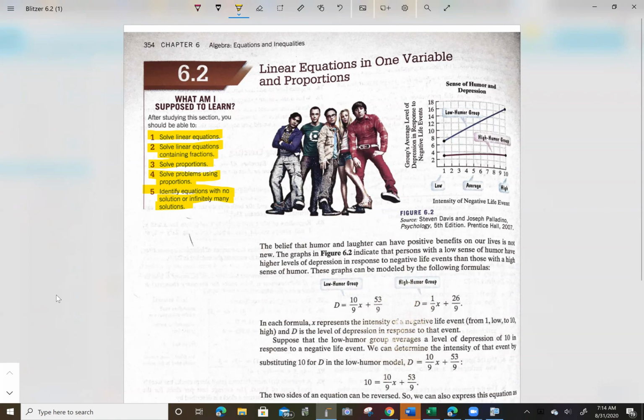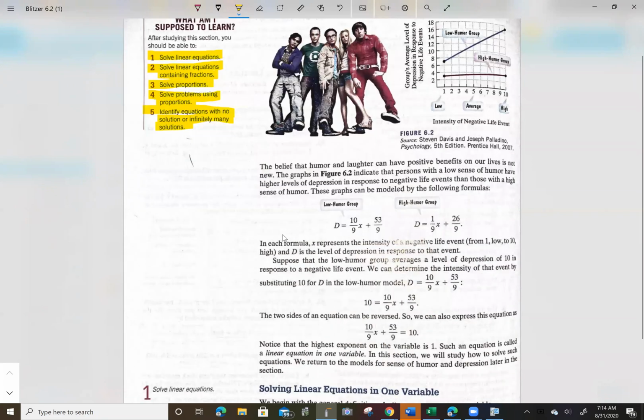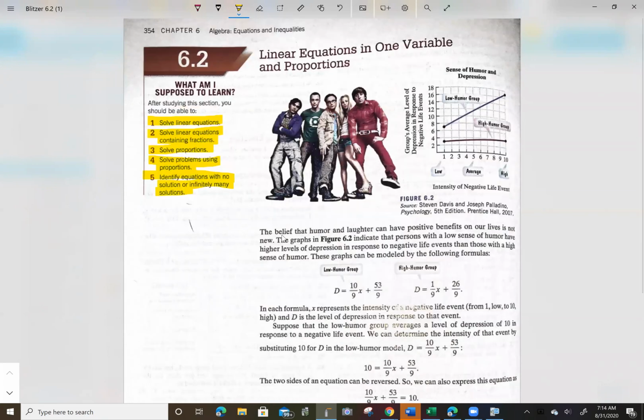here. And I don't know if you guys had Algebra 1, if you had already started the integrated math, but we'll go on through. So this first part, it just gives you an example of a linear relationship here. And it looks like it's the relationship between a group's average level of depression in response to negative life events and the intensity of negative life events. And it looks like the higher the intensity of the negative life event, the greater the level of depression. Well, that makes sense, right?